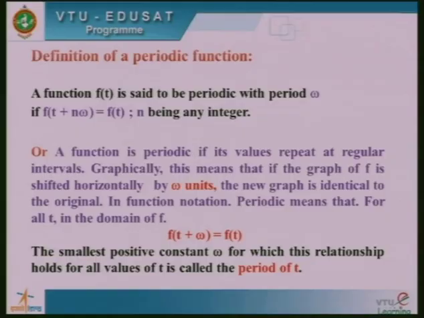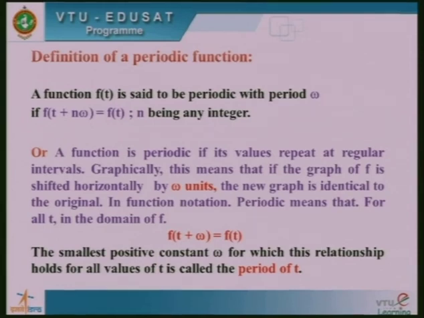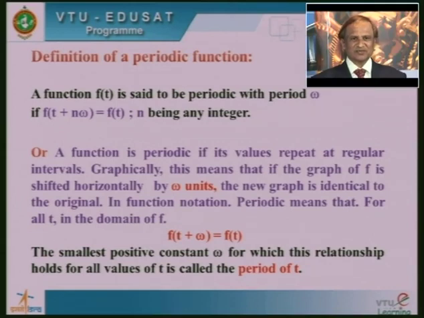Is it clear? Right. So, I am going to repeat the definition of a periodic function. A function f of t is said to be periodic with the period omega if f of t plus n omega is equal to f of t, n being any integer. Or we can say that a function is periodic if its values repeat at regular intervals.